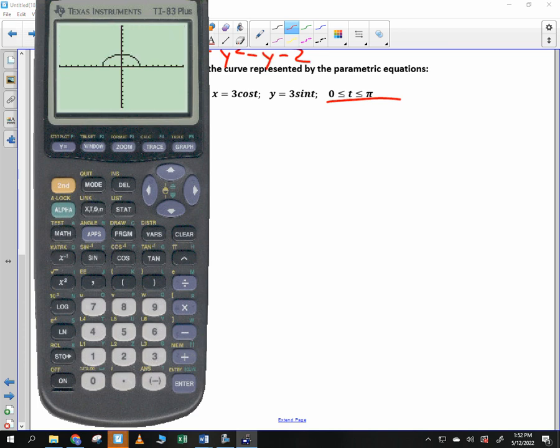Okay, let me quickly pause and look at what's happening. So they didn't press zoom standard to get back to their normal viewing window. That was our issue. So now, if I go 0 to pi, what shape do we get? It's not a circle. It's a semicircle.